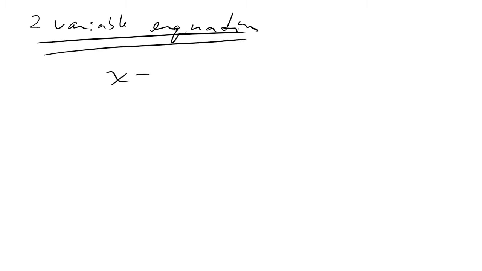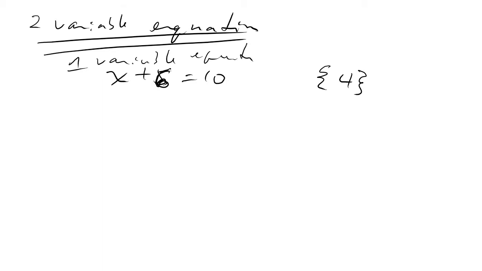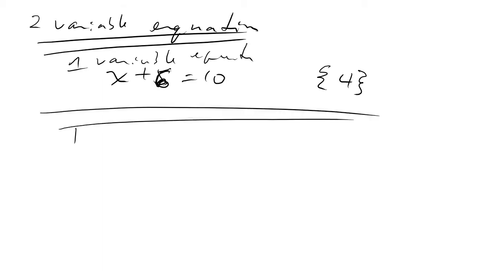A one-variable equation is like x plus 5 equals 10, or x plus 6 equals 10. A one-variable equation has a solution set. In this case, it's the number 4. 4 is the one and only number that makes this one-variable equation true. Now a two-variable equation would have an x and a y, something like x plus y equals 10.